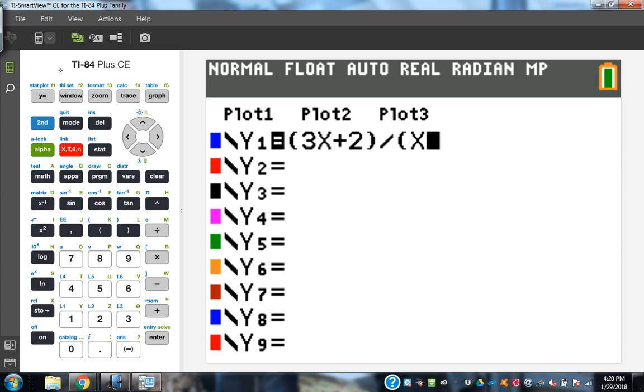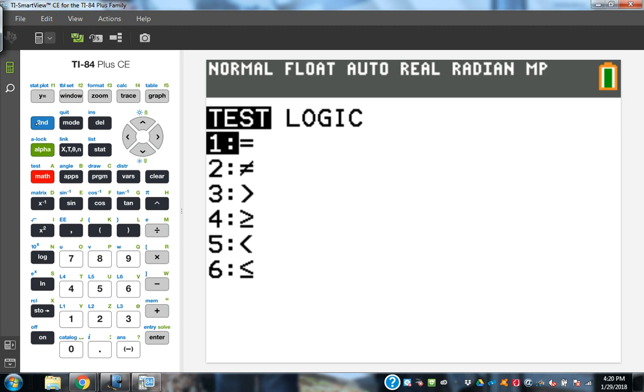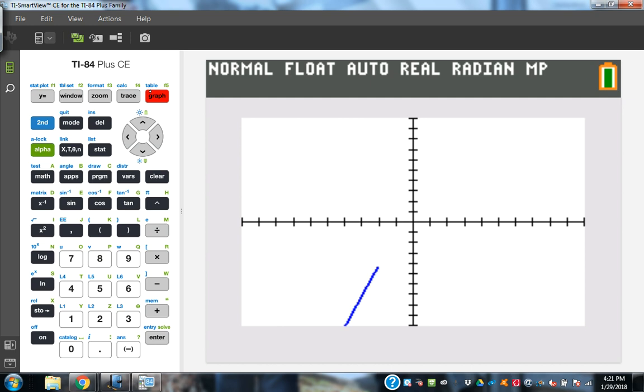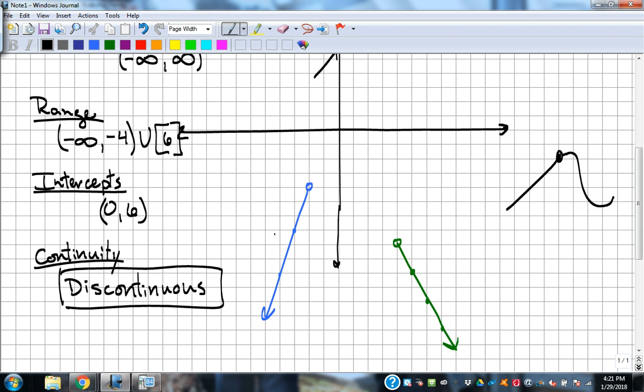To get the less than symbol, you're going to hit second math. There's one way to get it, and there are other ways, but second math is, to me, the easiest way to remember it. Second math, and then we want less than, so that's choice 5. We get a less than symbol. And then we use -2 because that's what's in our inequality. Then close those parentheses. I'm going to hit graph and show you how that does just that first part. There's that blue piece from my graph over here. That's that same blue piece.